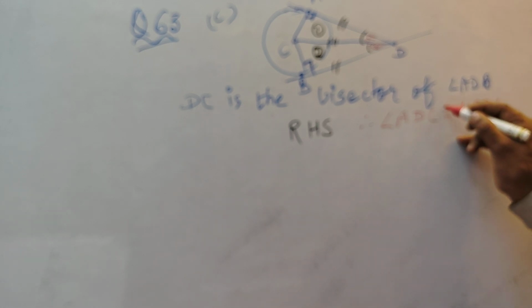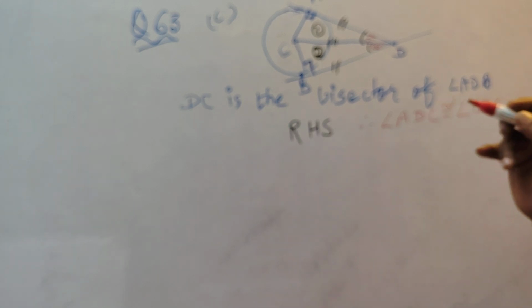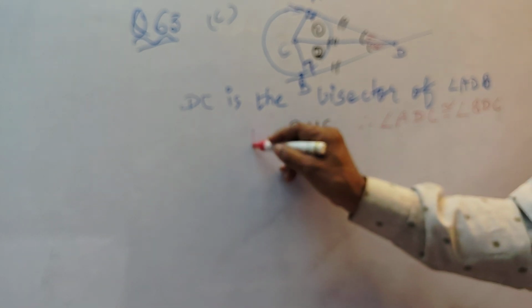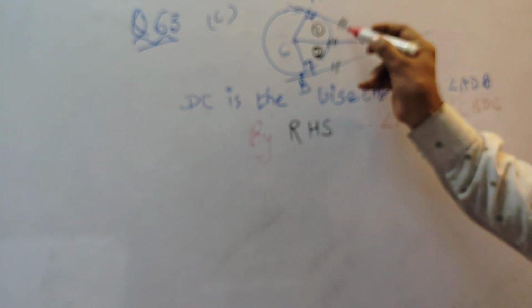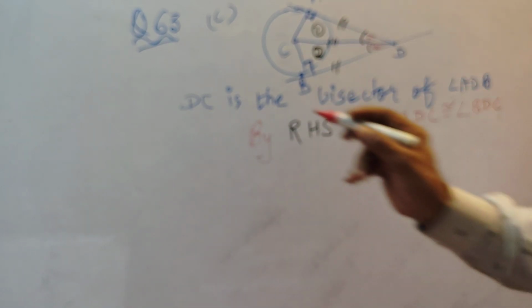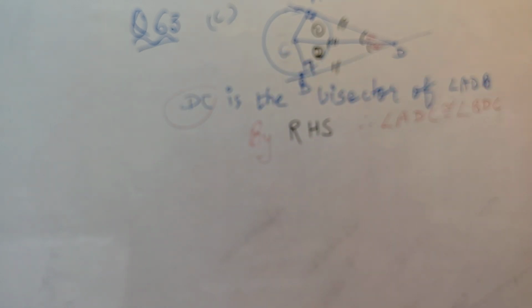Here we write three lines for the equal sign, and this is called congruence. Congruence means equal. So by the RHS property, both triangles are congruent, and therefore both the angles are equal. So DC is the bisector. That's why it is the bisector of angle ADB.